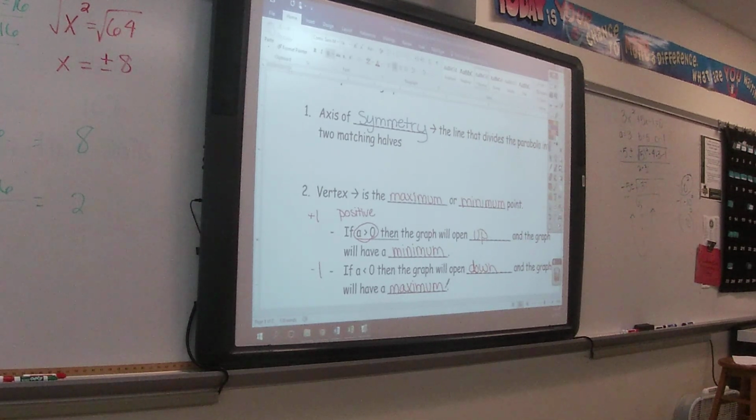So all of the quadratic functions we look at today will still have an equal sign. We're just talking about that A value. On this quadratic, A was 1, it was positive, so this would open up. Okay with those?